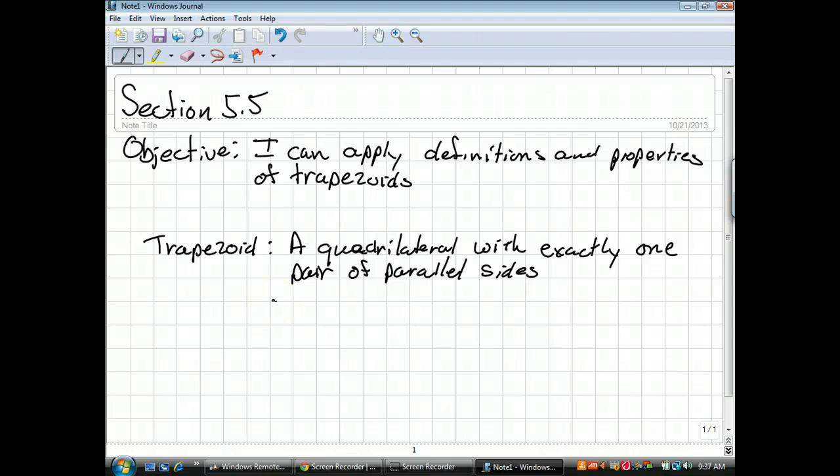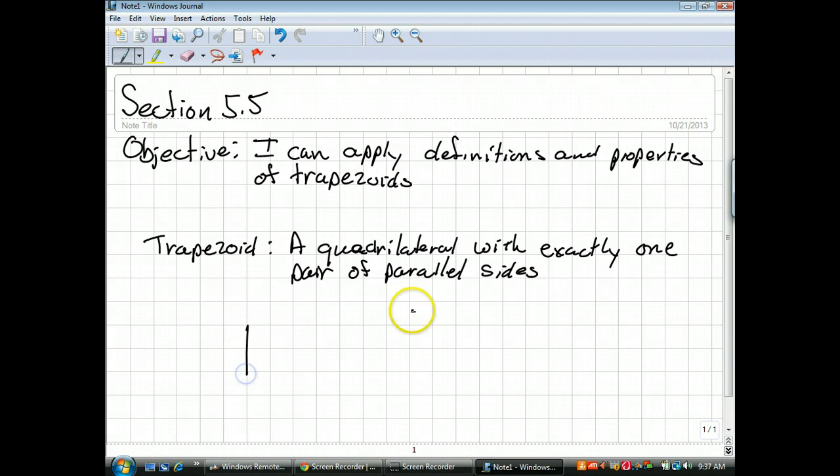Section 5.5, our objective today is I can apply definitions and properties of trapezoids. So first of all, let's define what a trapezoid is. A trapezoid is a quadrilateral with exactly one pair of parallel sides.